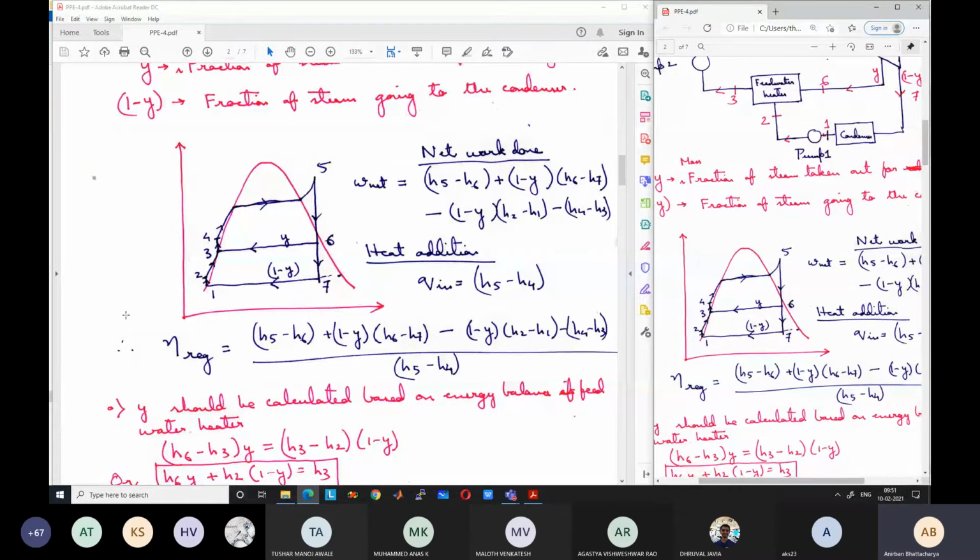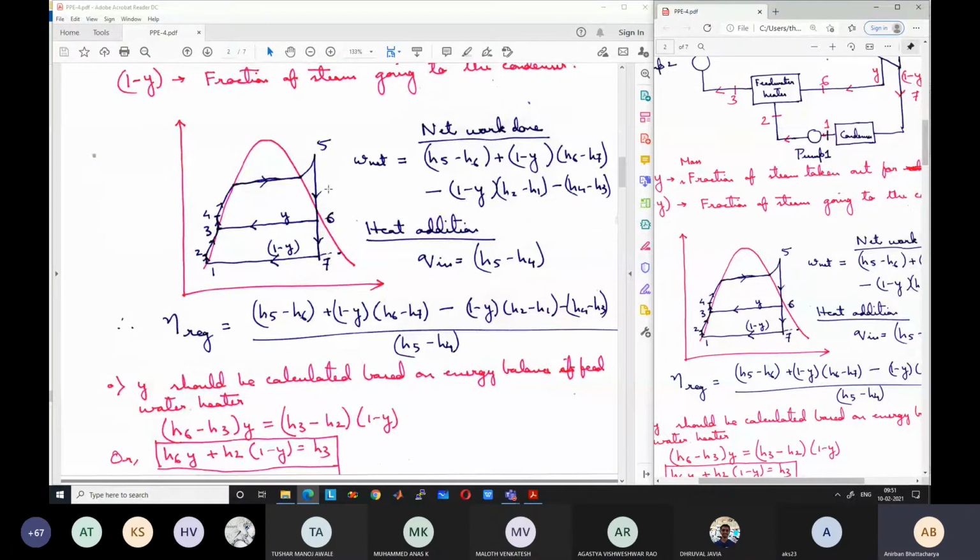What is the work input required for the pump? For the first pump, the mass flow rate is 1 minus Y, so the work input is 1 minus Y into H2 minus H1. The second pump handles the entire fluid, so 1 into H4 minus H3. So this gives the net work output from the cycle. What is the heat addition? H5 minus H4. So we get the efficiency of the regenerative cycle as H5 minus H6 plus 1 minus Y into H6 minus H7, minus 1 minus Y into H2 minus H1, minus H4 minus H3, the whole divided by H5 minus H4.